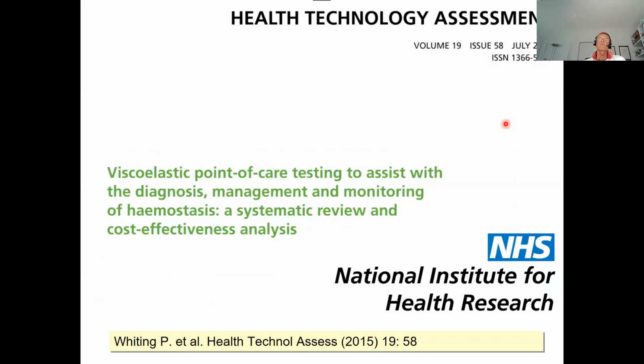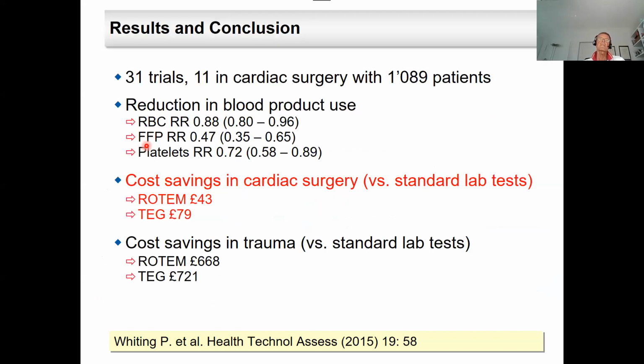Now, the National Institute for Health Research, the NHS in Great Britain, is very famous for their health economic evaluation of different technologies. So they looked at the viscoelastic tests, and they came to the conclusion that, of course, their use in accordance with algorithms reduces the use of RBCs, FFP, and platelets. But in terms of costs, there is cost saving in cardiac surgery, not a lot, but a little bit. And see here, cost savings in trauma, £700.